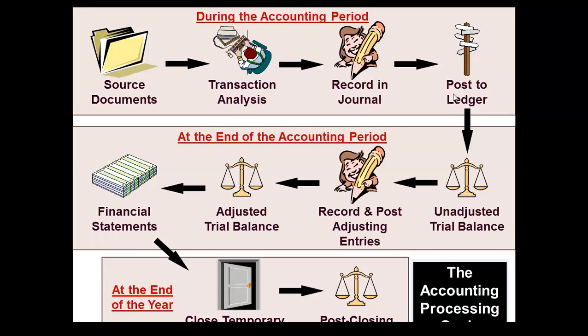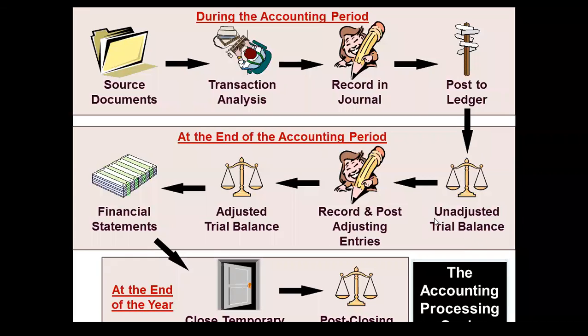Once we're done with the accounting period, we then prepare an unadjusted trial balance. So a trial balance is a listing of all of the balances in the ledger. So all the ledger accounts and the balance at the end of the accounting period. And the reason that we do a trial balance is to make sure that our debits equal our credits.